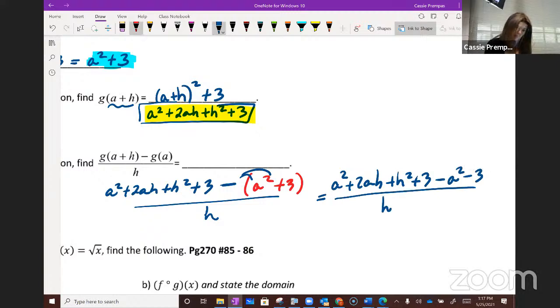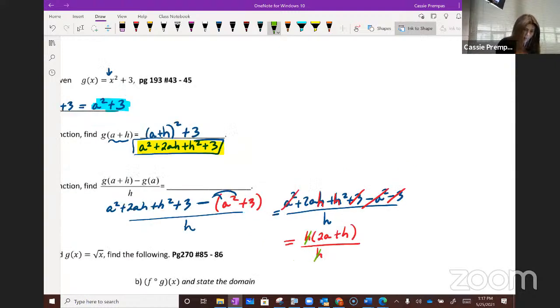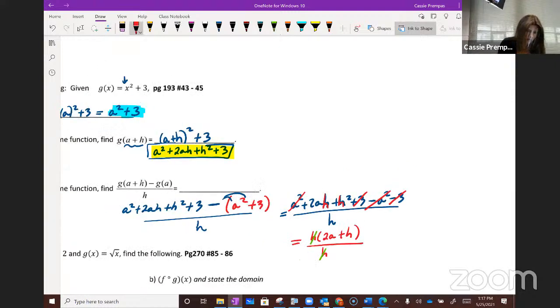There's a few pieces that cancel here. 3 and negative 3 cancel. A squared and negative a squared. So would my answer just be 2ah plus h squared over h? No. What can I take out? H. Good. If I factor the h away from those two terms, I'll have 2a plus h in parentheses all over h. We know that we can cancel out factors, so those guys reduce, and we end up with 2a plus h.